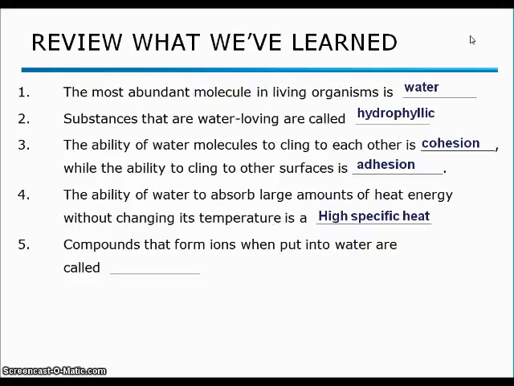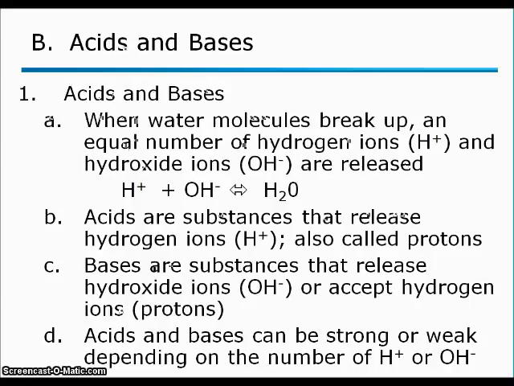And number 5, compounds that form ions when put into water are called electrolytes. I don't know if he mentioned that or not, but it is in your notes, and we're going to be talking more about electrolytes as we move forward into acids and bases. So acids and bases are... acids right here, are substances that release hydrogen ions, also called protons. And bases are substances that release hydroxide ions or accept hydrogen ions. So they can be strong or weak, and it depends on how many hydrogen ions or hydroxide ions they are contributing.